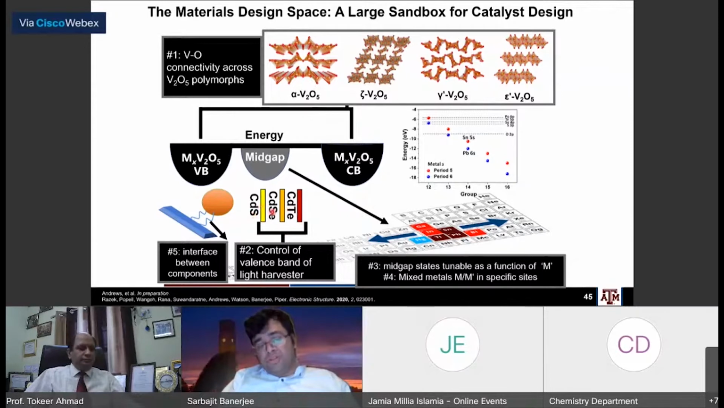Number 2, we can control the valence band of the light harvester by choosing different quantum dots. That doesn't have to be these. There's a vast majority. Dr. Tokir Ahmed's group, for example, and Amir Mehtab, a wonderful graduate student with Dr. Ahmed, is doing beautiful work on these graphitic carbon nitride groups. We can tune the positioning of the mid-gap states by picking different p-block elements, and then by picking mixed metals, putting M and M prime, so that we can very subtly tune the energetics of these, and then also the interface between the components, right?